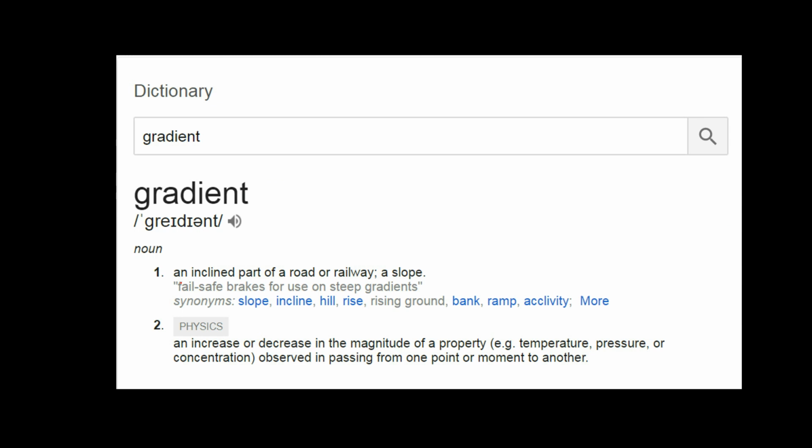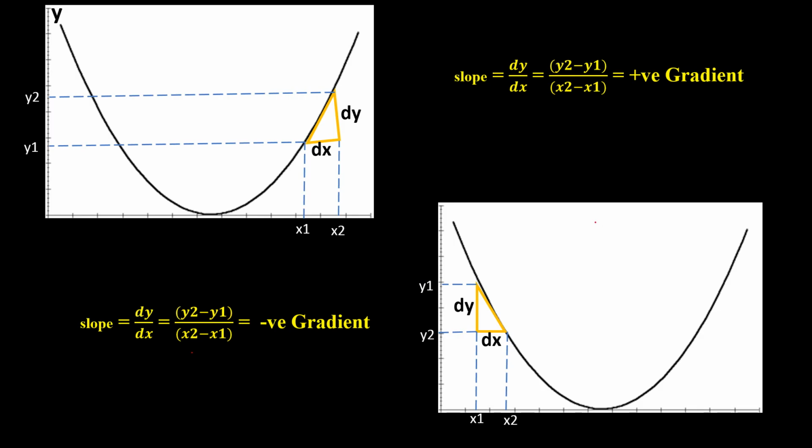You will know that gradient is something inclined, basically a slope, and it can be defined as the measure of increase or decrease in the magnitude of a property, in our case the cost function, observed in passing from one point to another. In our case, that is passing from one value of w to another value of w, or one value of b to another value of b. So first, let's understand this slope concept. There are two figures here.